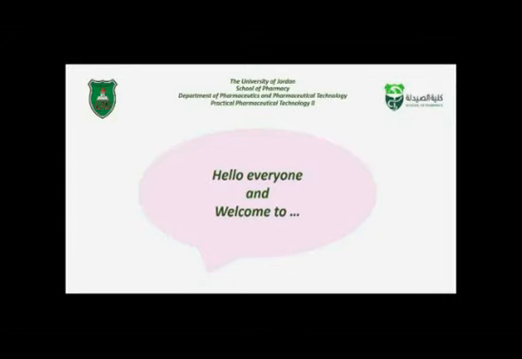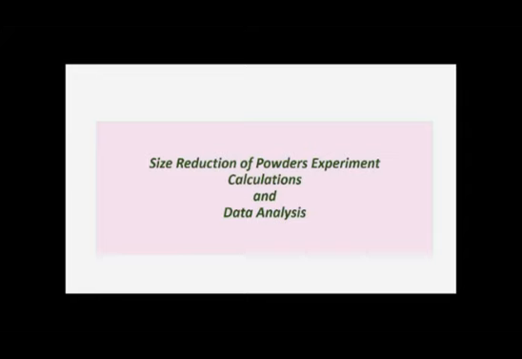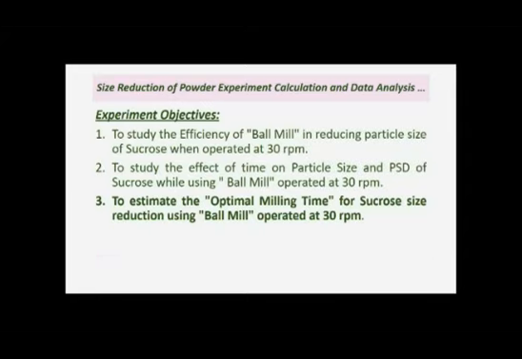Hello everyone and welcome to size reduction of powders experiment, calculations and data analysis. Our experiment objective was to study the efficiency of the ball mill and to study the effect of time on particle size and particle size distribution. But our main objective was to estimate the optimal milling time for sucrose size reduction using a ball mill operated at 30 rpm.